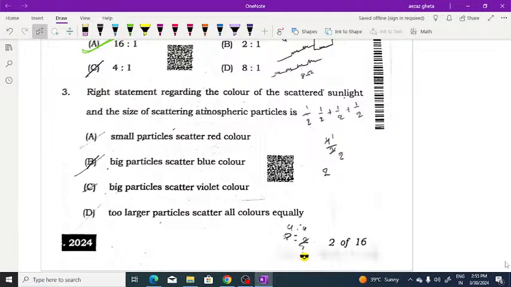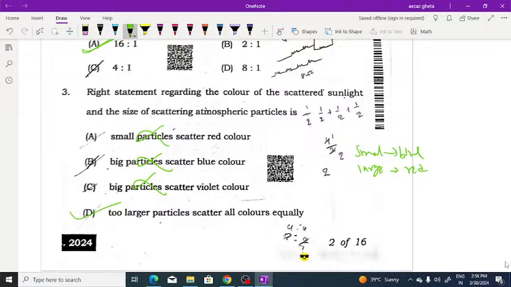very fine particles scatter blue. A fine particle will scatter which light? Blue light. Fine particle means small particle, blue color light. So obviously a large particle will scatter red light. So they gave it the other way around, so this is no chance. Big particle scattered red light, so this is also no chance. Big particle scattered violet color light. Violet color still has the lowest wavelength, so it is no chance at all again. Correct?